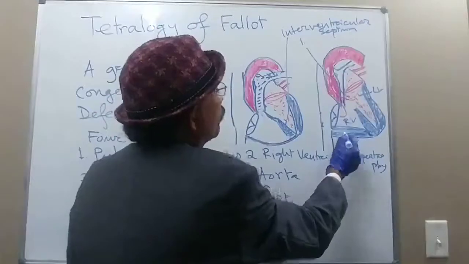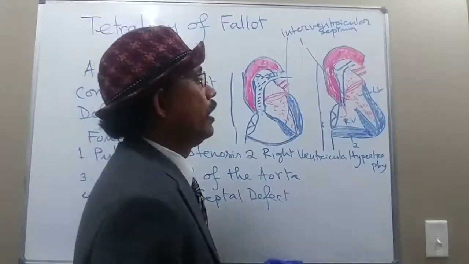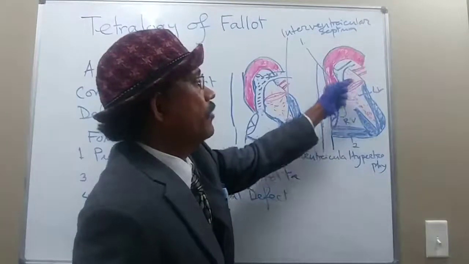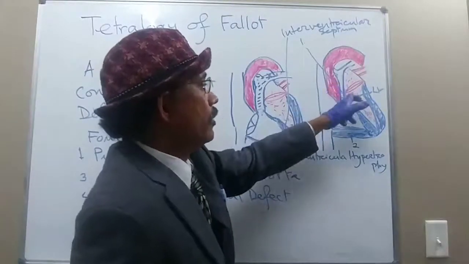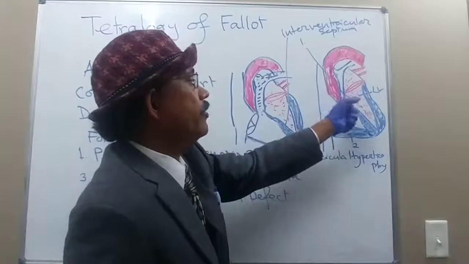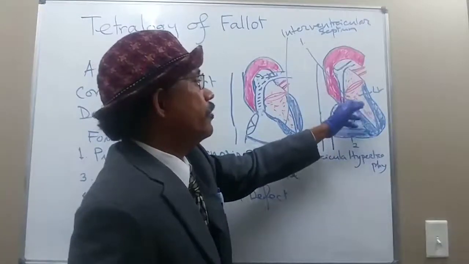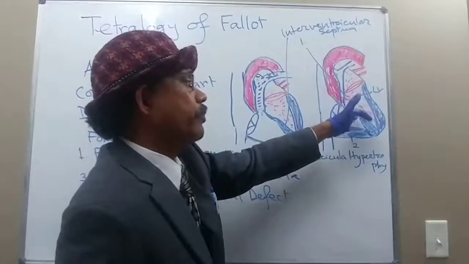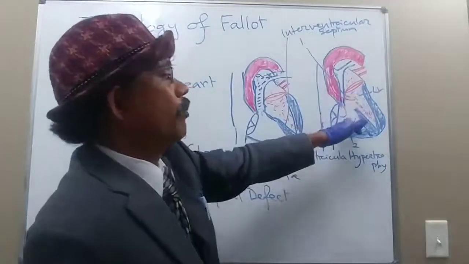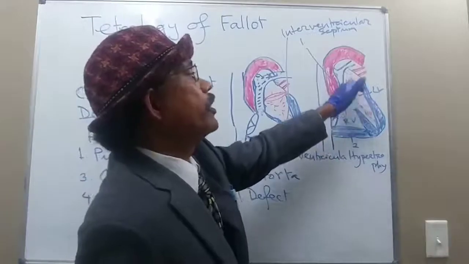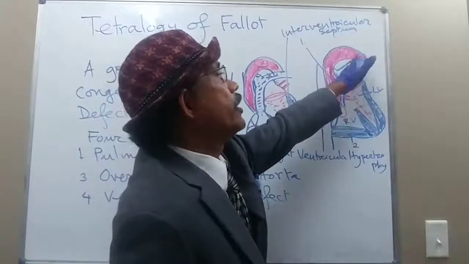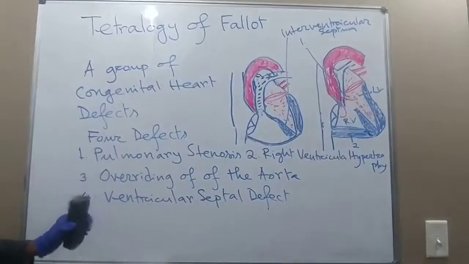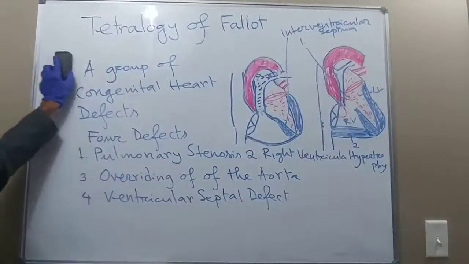It is hypertrophied because it is working against the resistance of the stenosed infundibulum, the outflow tract of the right ventricle. We know that blood from the right ventricle goes to the pulmonary trunk, then the pulmonary arteries to the lungs. So these are the defects of the tetralogy of Fallot.